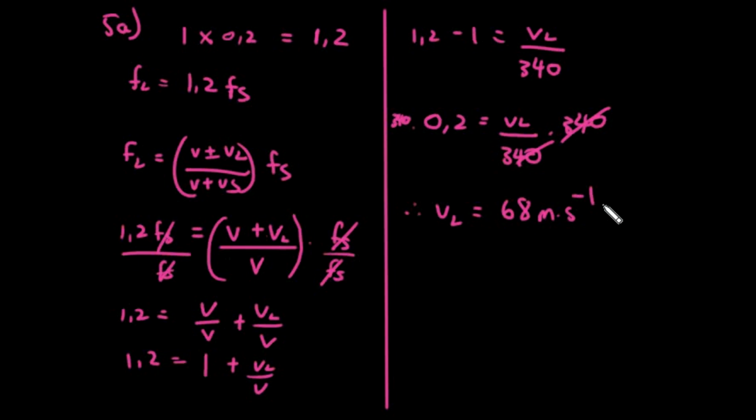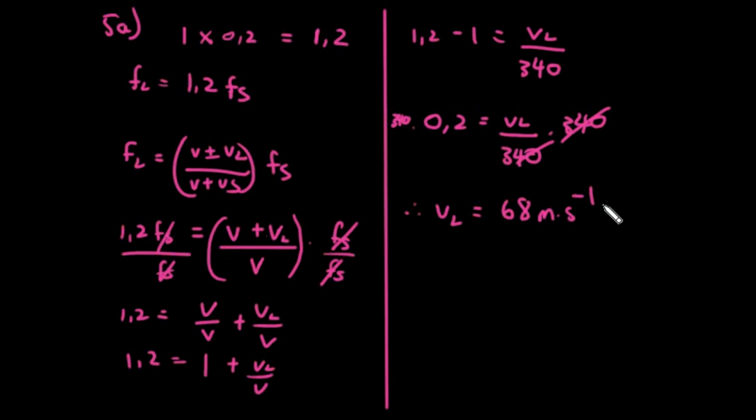Just note that they take the original frequency to be 1. So we want to know how fast he needs to move to observe a frequency that is 20% greater than that. Then we take 1 plus 0.2 to get 1.2, to find out how fast he would need to move to hear a frequency 20% greater than the original one.